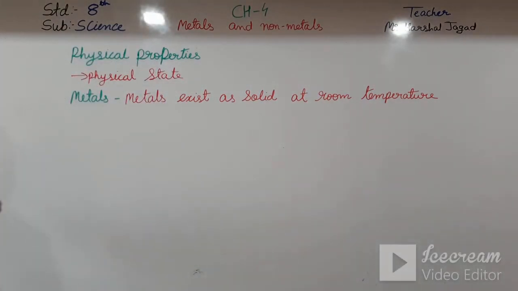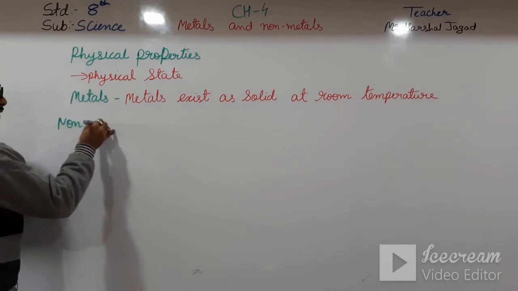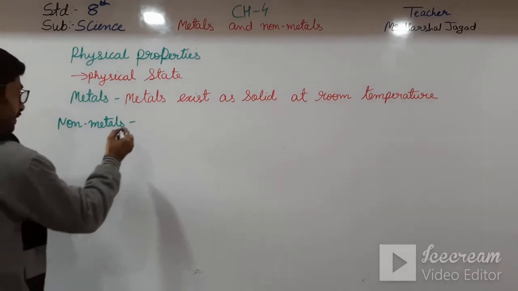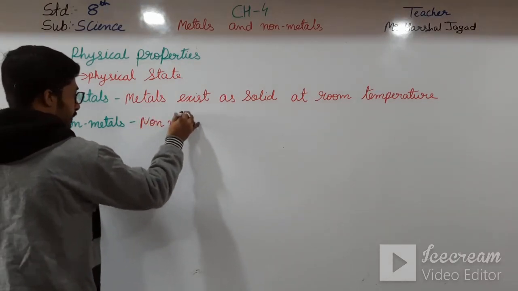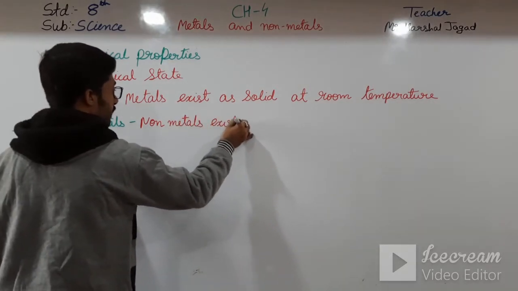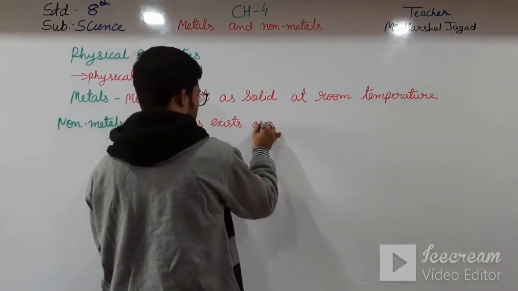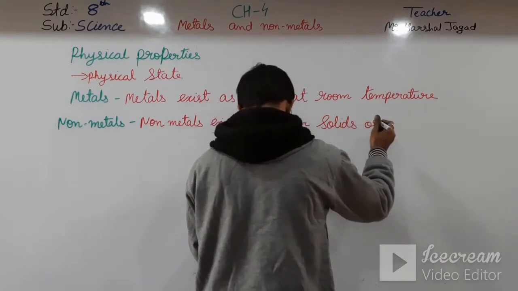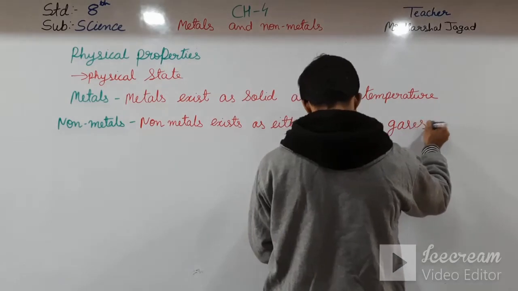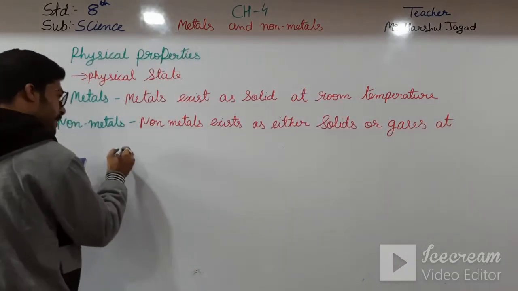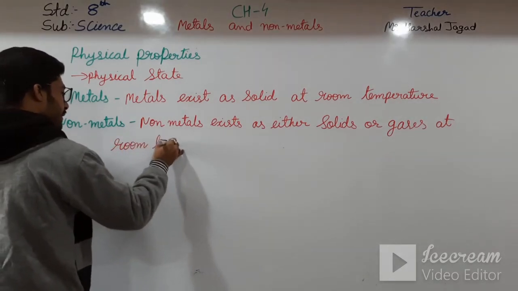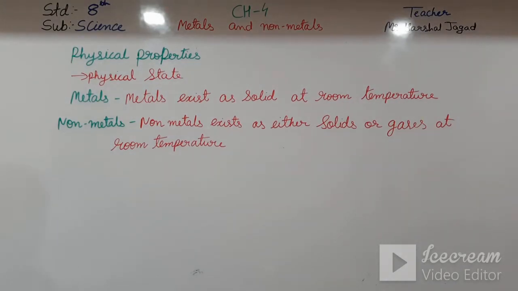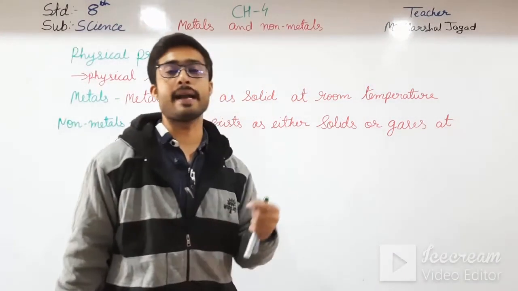Now moving towards non-metals. Non-metals exist as either solids or gases at room temperature, with the exception of bromine. Bromine is the only non-metal which is liquid at room temperature.